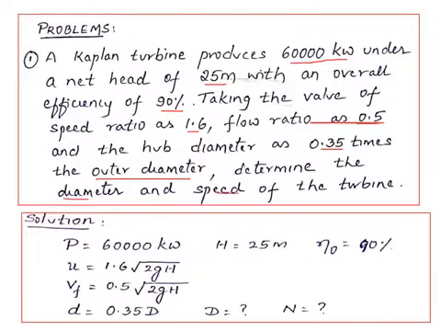So here P is 60,000 kilowatts, head is 25 meters, overall efficiency is 90%. Given the speed ratio is 1.6, U is 1.6 times root 2gH, whereas the velocity of flow is 0.5 times root 2gH. Given d equals 0.35 times capital D, you have to find the diameter of the runner as well as the speed.